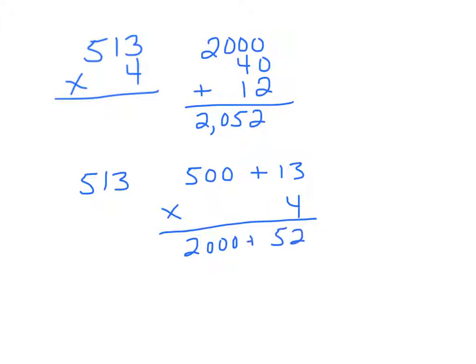So once again, add those up together in my head, I would get 2052. Using the distributive property allows me to mentally do the problem rather than relying on a piece of paper, a pencil, or on a calculator.